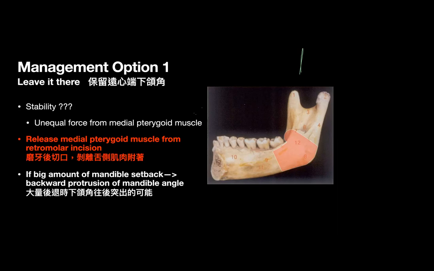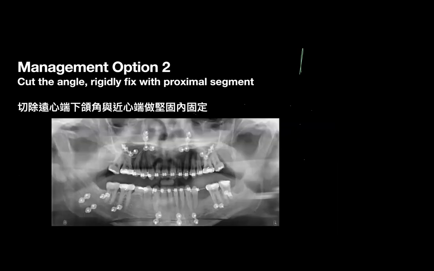But the only thing with doing this, the other risk, is that you just imagine if you have a full thickness mandible angle on your distal segment, when you do a big amount of mandible setback, there could be a backward protrusion of the mandible angle. So that's the only problem if you leave the bone there.